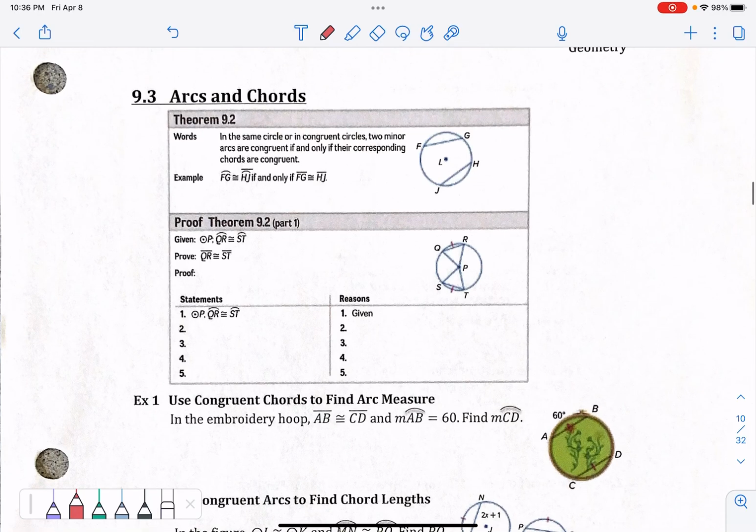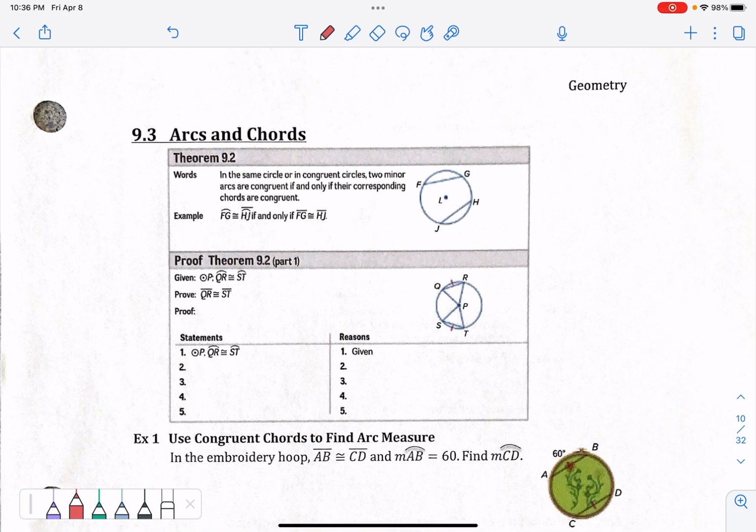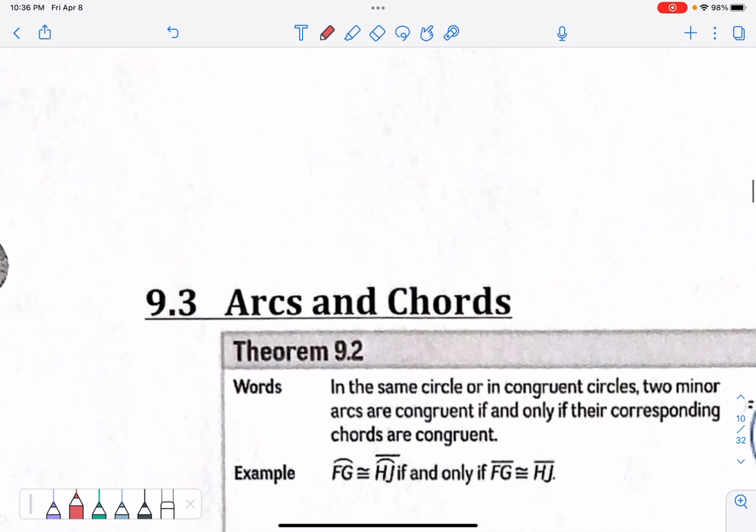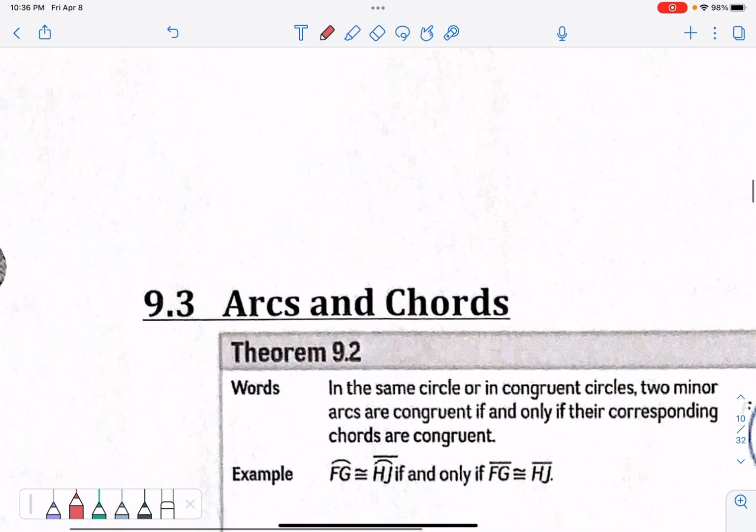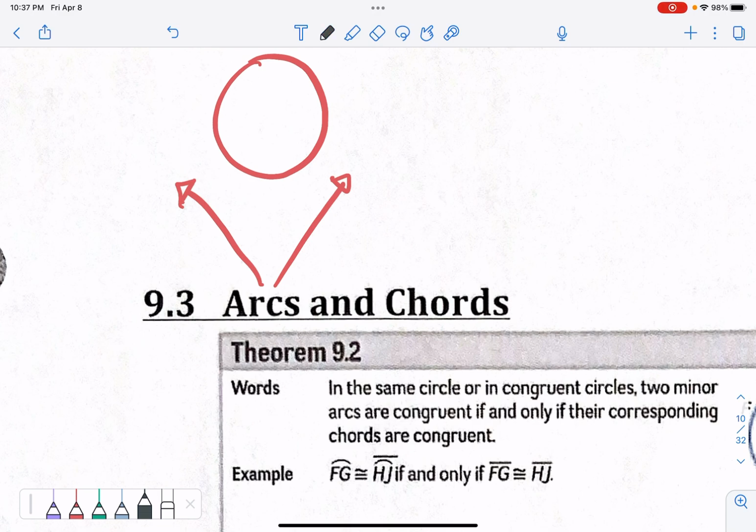We are going to continue talking about circles and arcs of circles. I'm going to give you a little background of what we've been doing and talk about the different measurements that we have for an arc. Okay, so an arc in a circle is something like that. It's like the crust of a pizza, right?